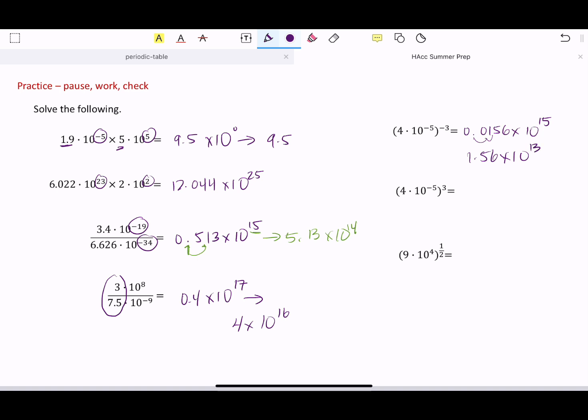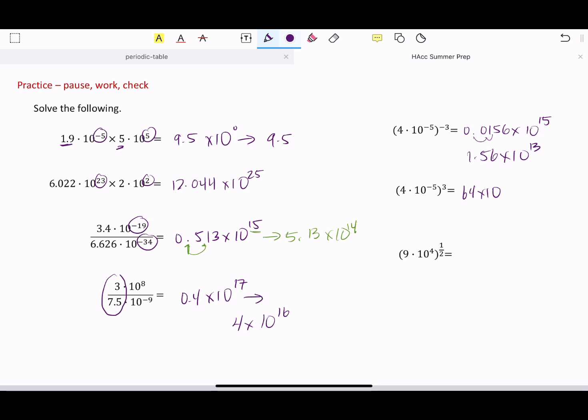Now we have 4 times 4 times 4, so we got 64 times 10 to the now negative 15th. And we have to adjust this back to there. So then that becomes 6.4 times 10 to the negative 14th, because it moves one less place to get to where it needs to go.